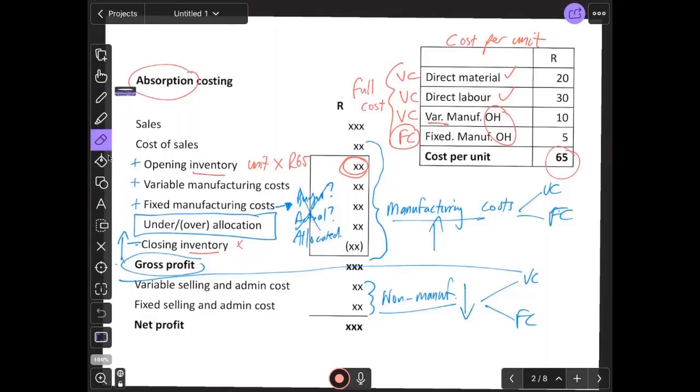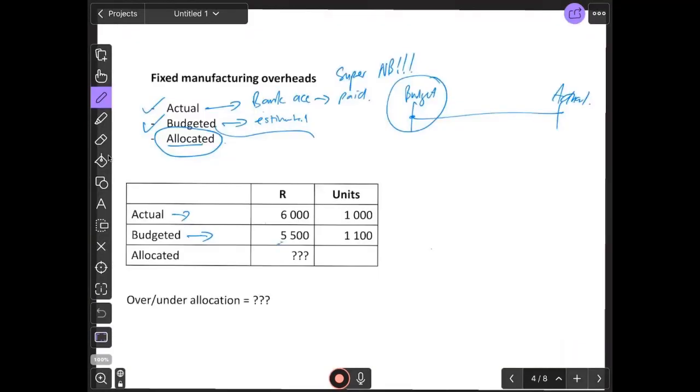But now, what actually goes into the financials, like in this absorption costing, this line item here, is the allocated fixed manufacturing overheads. Now, what is the allocated fixed manufacturing overheads? That's how much we allocate to the actual production. So actual production is 1,000 units.